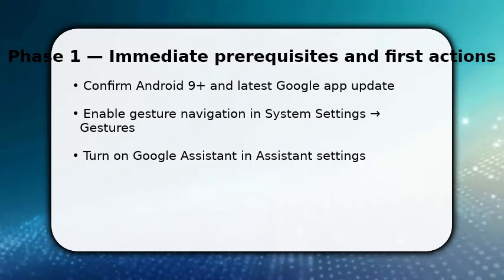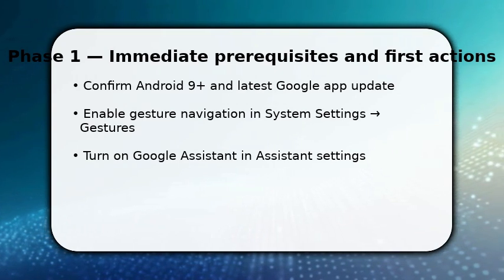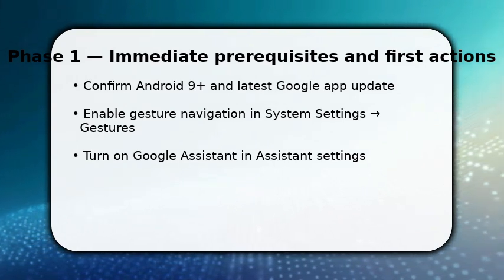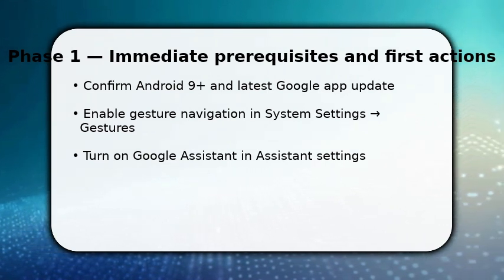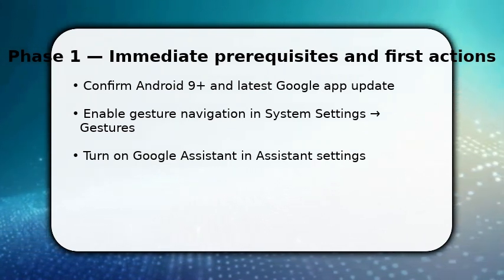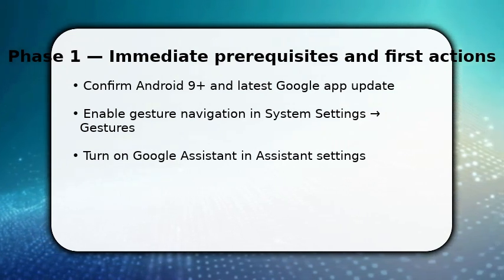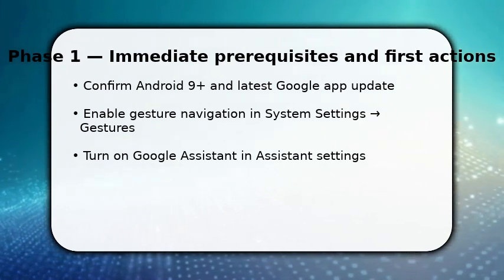You start by confirming your phone meets basics, Android 9 or later, and the Google app updated. This ensures full-screen gestures work reliably. Next, go to System Settings and enable gesture navigation. Make sure you understand the home swipe and back areas.